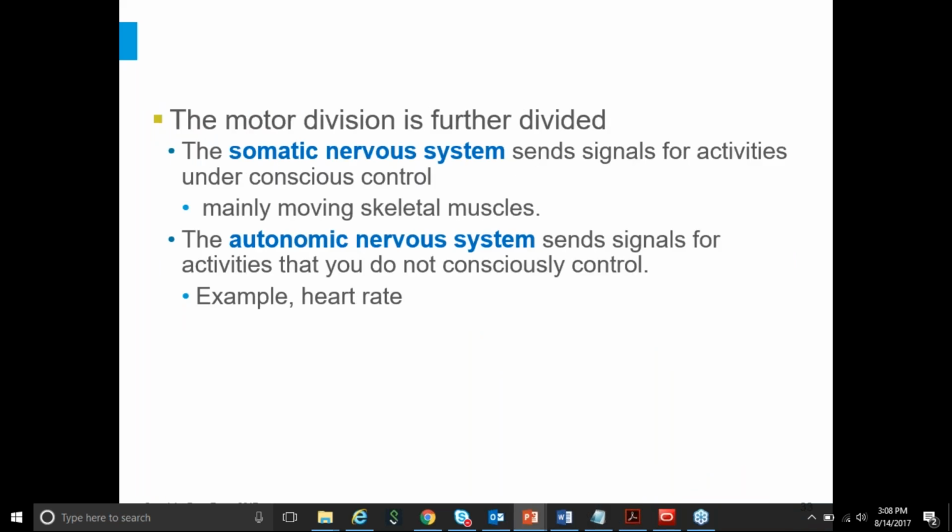So the motor division of the nervous system is divided into two systems. The somatic nervous system sends signals for activities under conscious control, which is mainly moving your skeletal muscles. If you wanted to raise your arm above your head, the motor neurons that send the signal from the brain to your arm are part of the somatic nervous system.